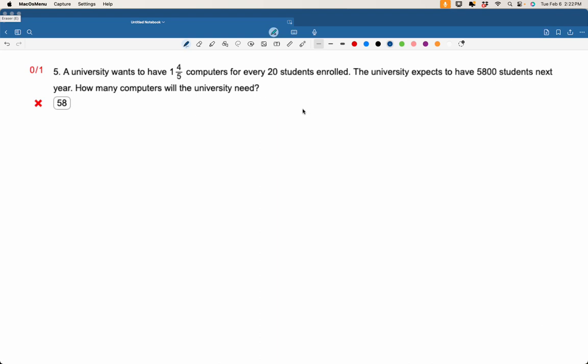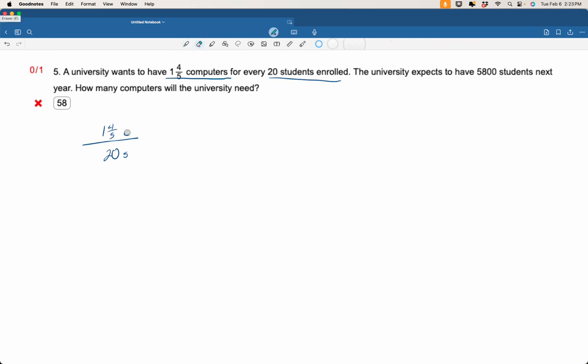This is for quiz 19. So again, we're going to be setting up some type of a table and organizing our information so that we can see it better. So let's read through it. A university wants to have 1 4/5 computers for every 20 students enrolled. That is a rate. When you see for every, you know that is a rate, one related to the other. So 1 4/5 computers for every 20 students. That's our rate.